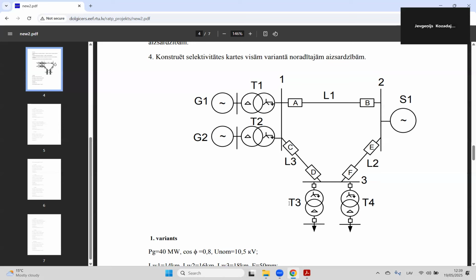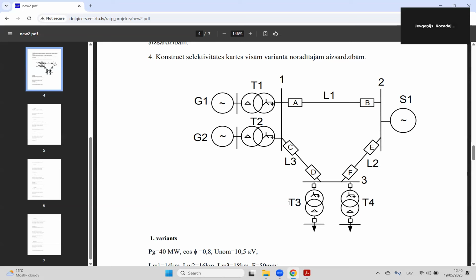For our task, we need to understand the logic, only the logic. To make a design for this sequence, for this series operation, we need to use directed protections because a fault could appear in any place, and in this case the sequence of operation is different.